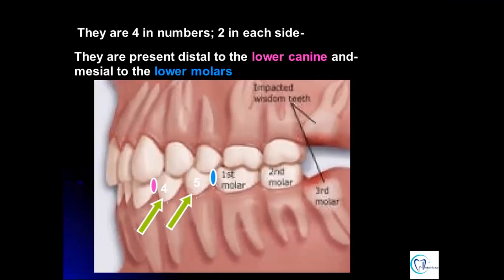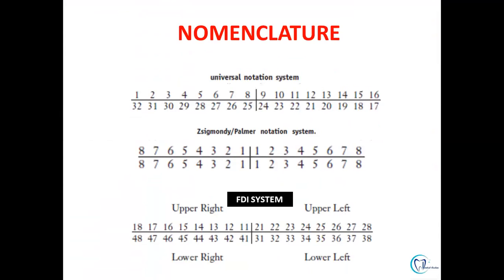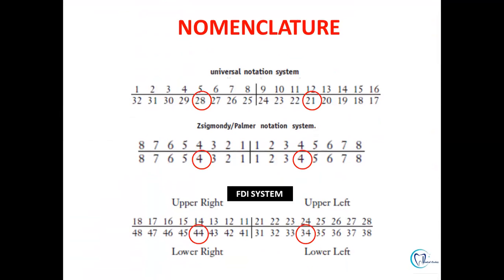So the premolars are 4 in number, 2 in each side, and they are present distal to the lower canines and mesial to the molars. They are the fourth tooth from the midline. In the nomenclature, they can be denoted with the help of these notation systems. In the universal notation system, they are denoted as 21 and 28. In the Zsigmondy-Palmer, right side 4, left side 4. In the FDI system, it is denoted as 34 and 44.